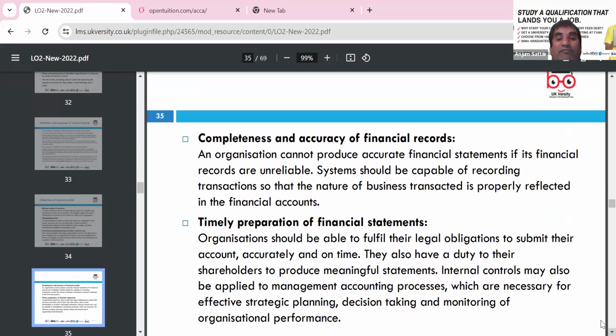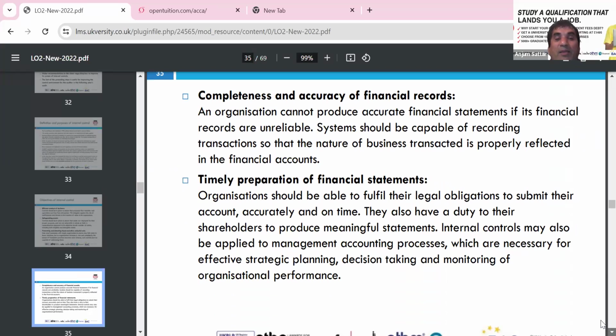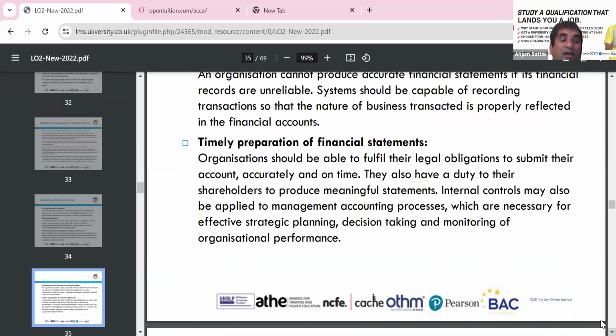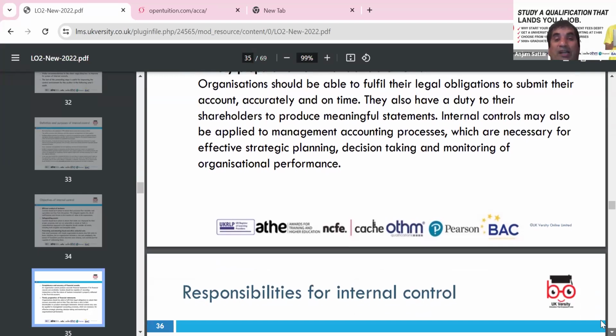Completeness and accuracy of the financial record: is it complete and accurate? We can do the totals, and we can do the tests. Timely prepared financial statements relate to events. We have IAS 10, International Accounting Standard 10, events after the reporting period. If anything happens within 90 days after the year end, we can make the necessary adjustment. If it is more than that, we have to publish the information. So we have to look at events and the related transactions.